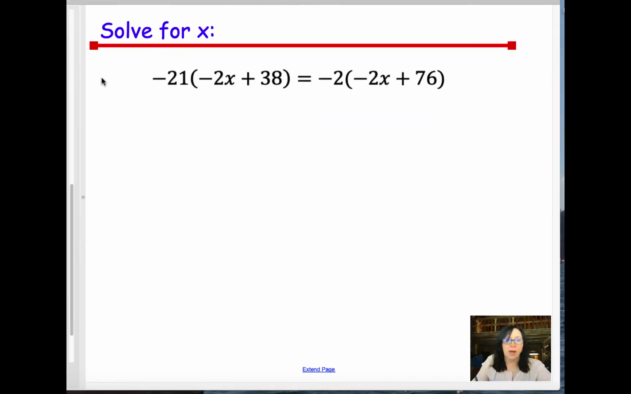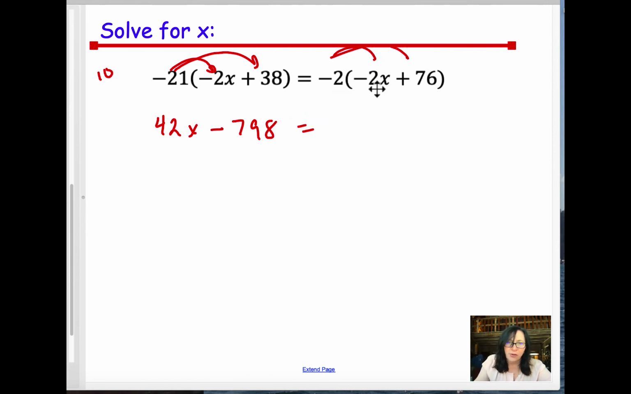For this problem, I believe this is problem number 10. We are going to distribute, and we're going to get negative 21 times negative 2x. So we're going to distribute this and this, solving for x. So negative 21 times 2, positive 42x. 21 times 38, I did this on my calculator, and I got 798. Distributing here and here, we're going to get negative 2 times negative 2 is positive 4x, and then negative 2 times 76 is negative 152.